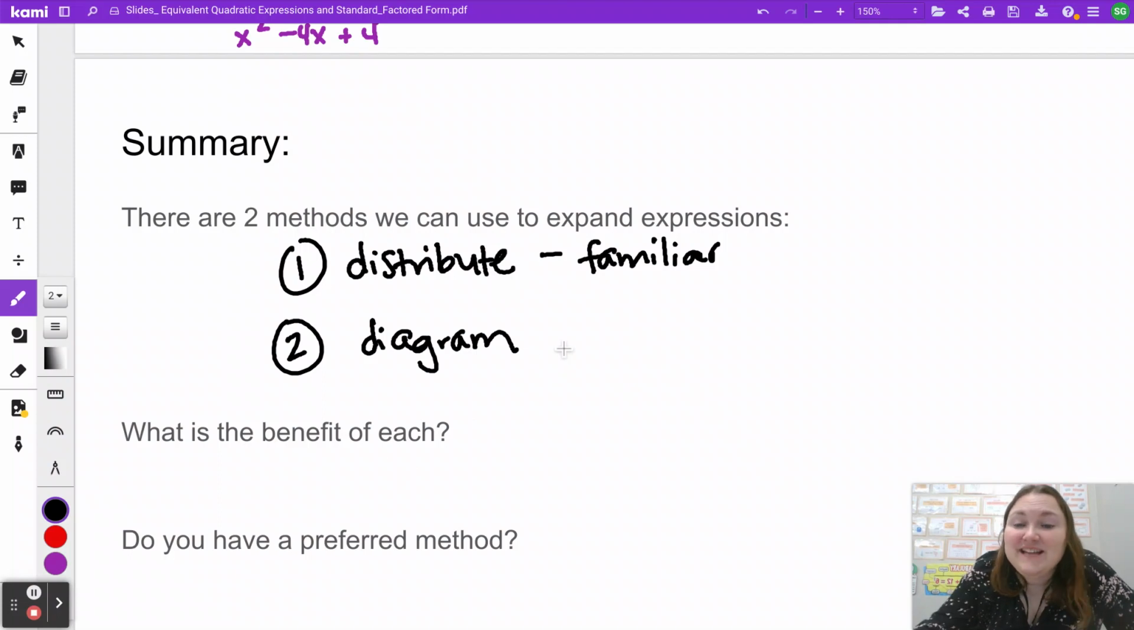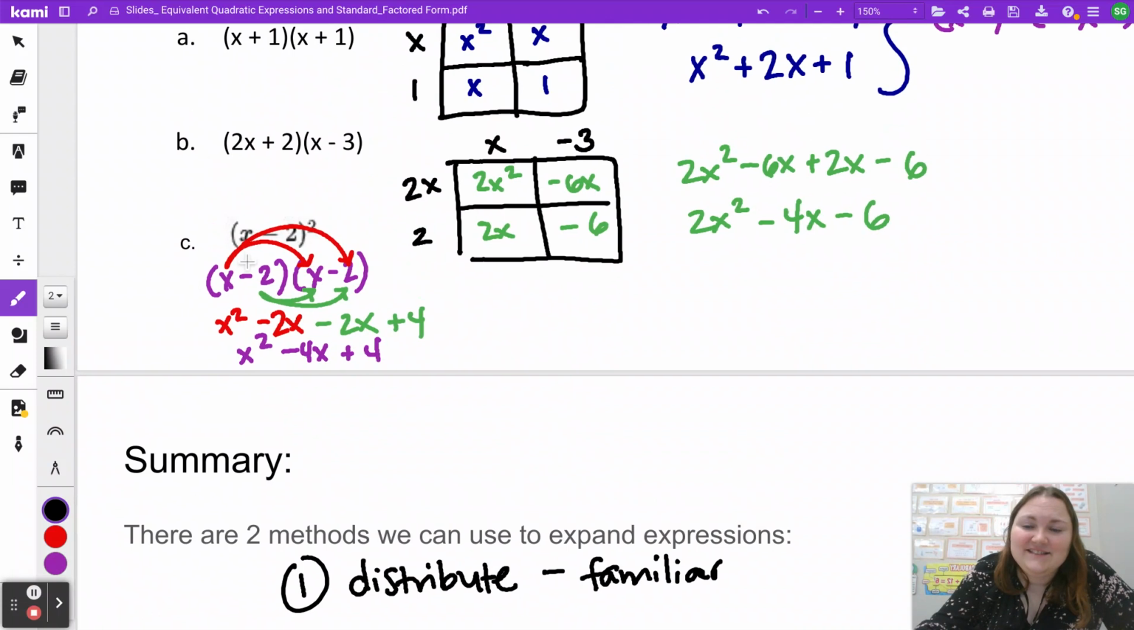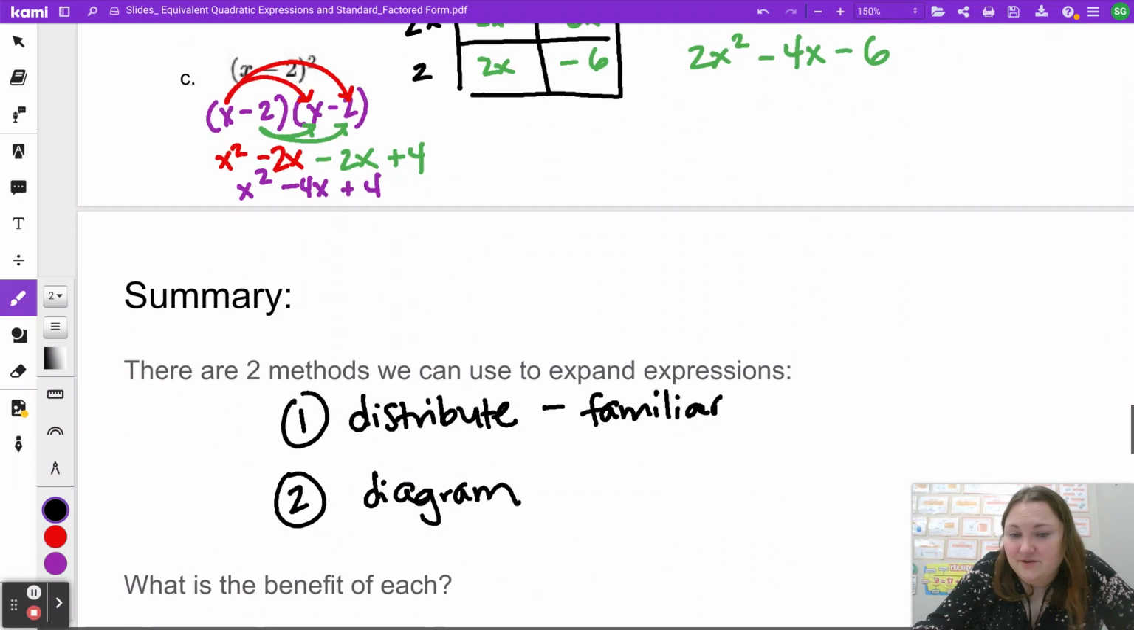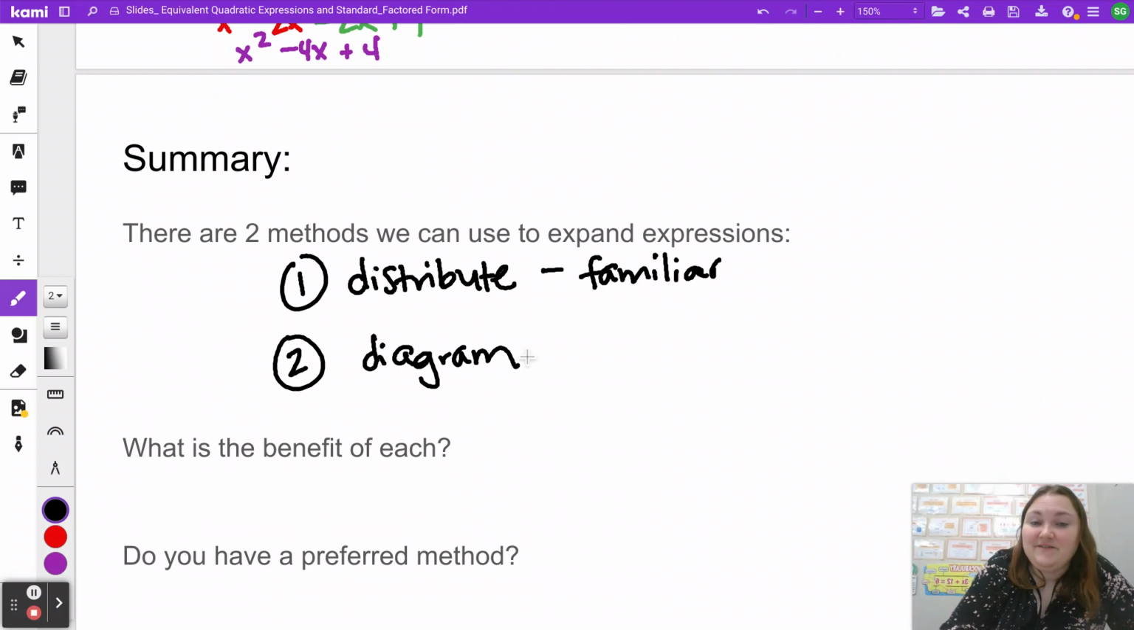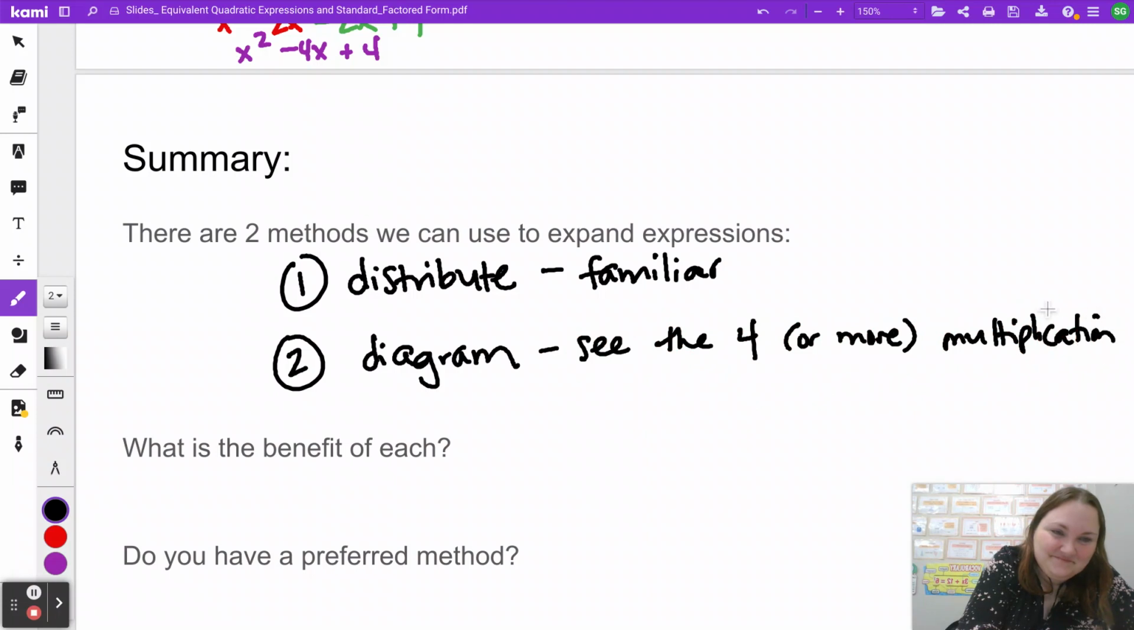I think the downside of distributing, especially for these ones we did at the end, is all of those arrows can start to get really confusing. And it's sometimes hard for students to see all the different multiplication problems they do, which leads me to the benefit of a diagram is you can see the 4 or more, because there could be more, multiplication problems.